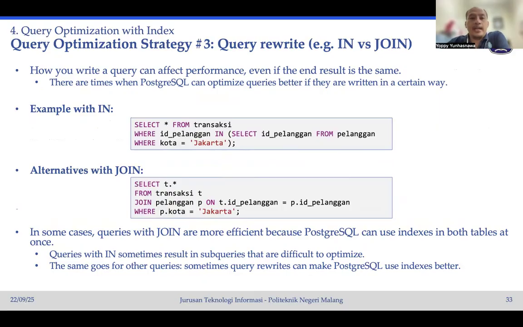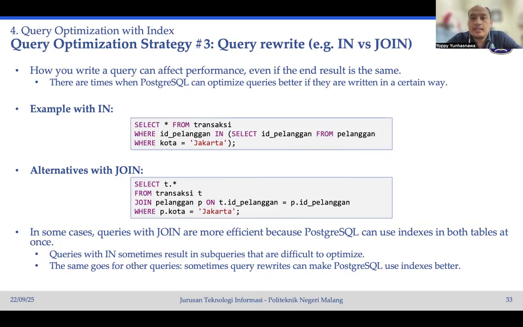Okay, and strategy number three is the query rewrite. It is similar to strategy number one. But if number one is directly related to the usage of the index, this one is not directly related to the index. Sometimes a query can still use some index, but it is not optimal. They do not maximize the advantage of the index.